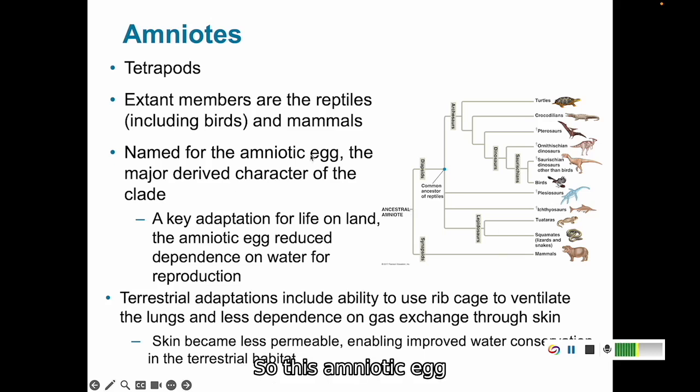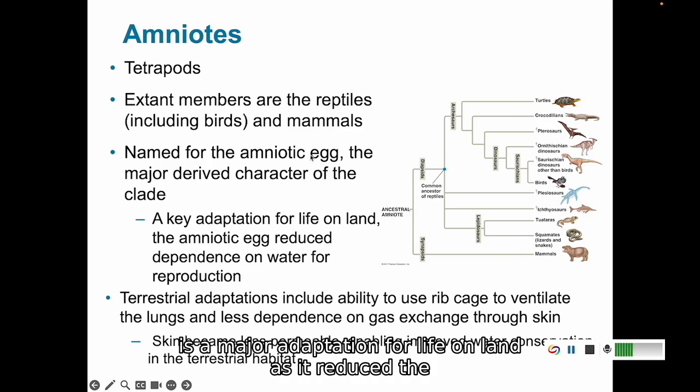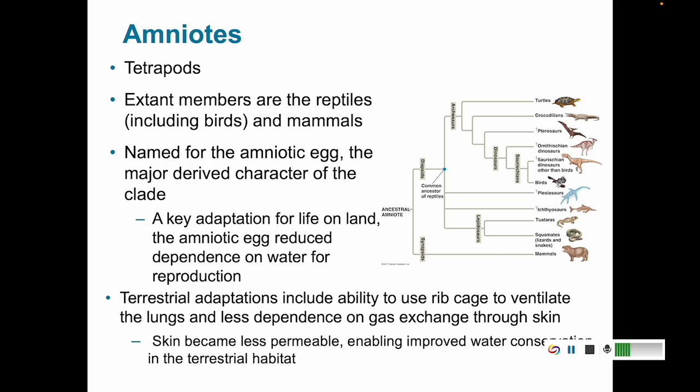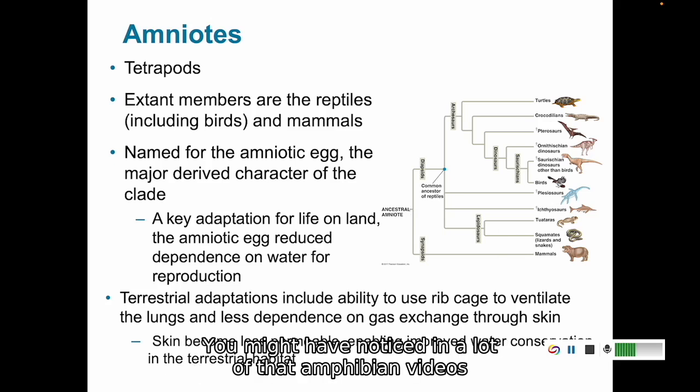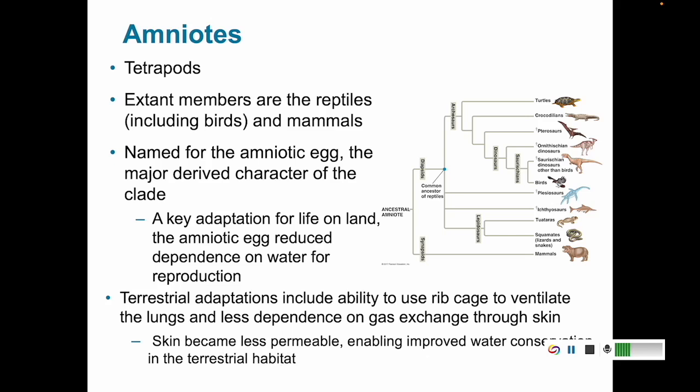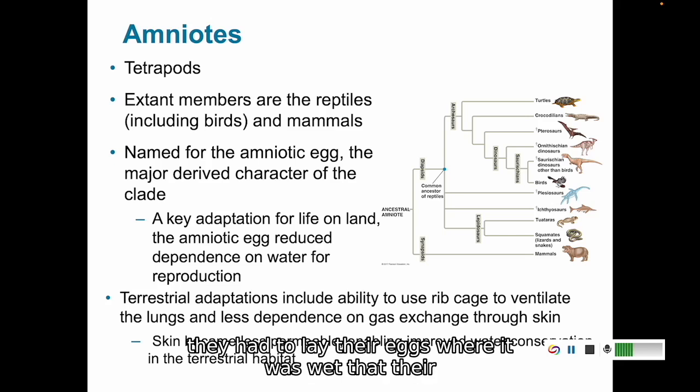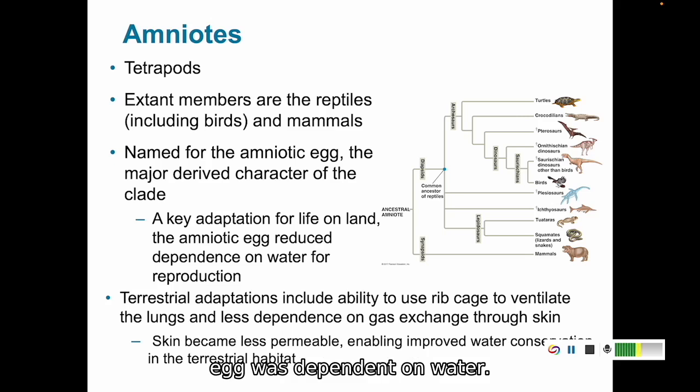So this amniotic egg is a major adaptation for life on land, as it reduced the dependence on water for reproduction. You might have noticed in a lot of those amphibian videos that we were watching, they had to lay their eggs where it was wet, that their egg was dependent on water.